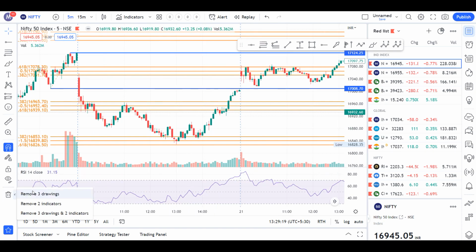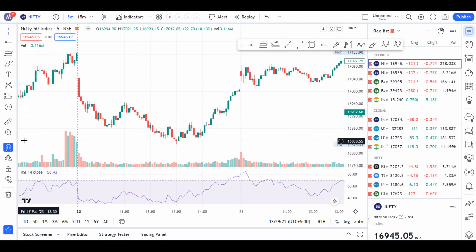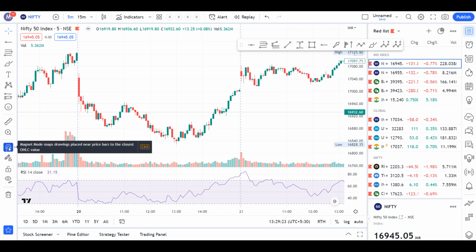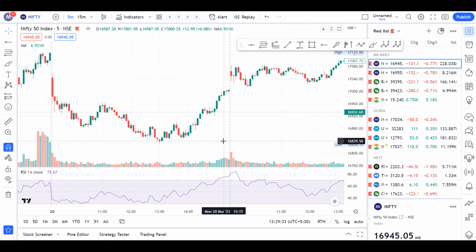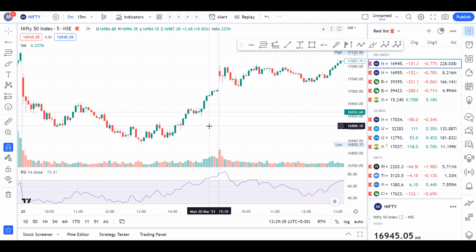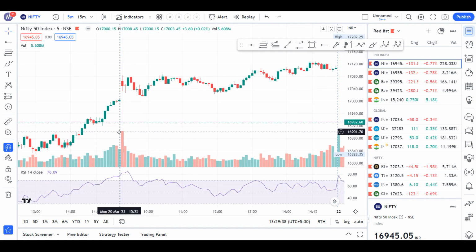Now we will remove all these settings. Don't forget to switch on this magnet mode, so that it will give you exact levels, because sometimes what will happen is we will go above and below on these particular levels, so to avoid that is what we are considering.